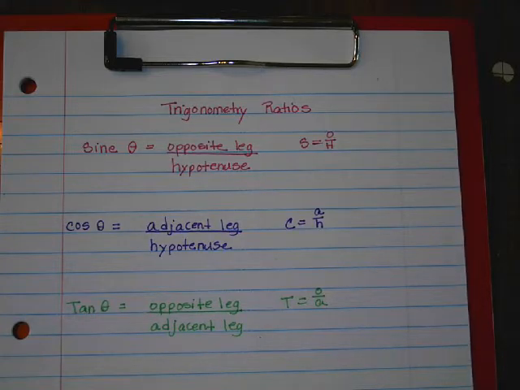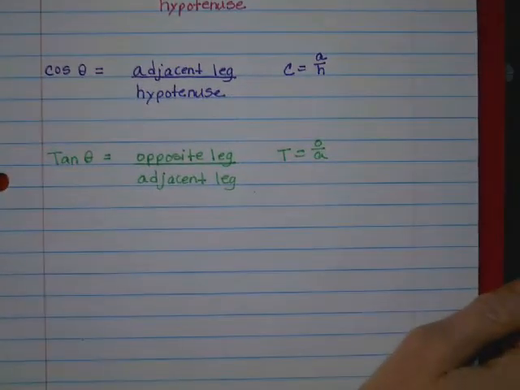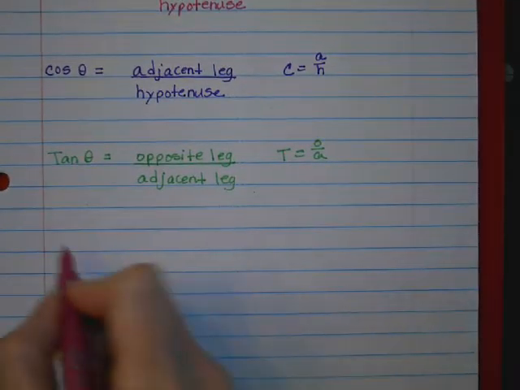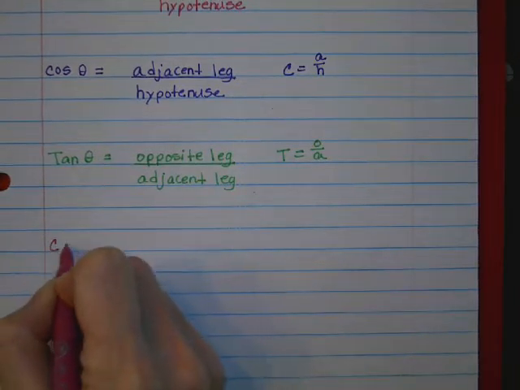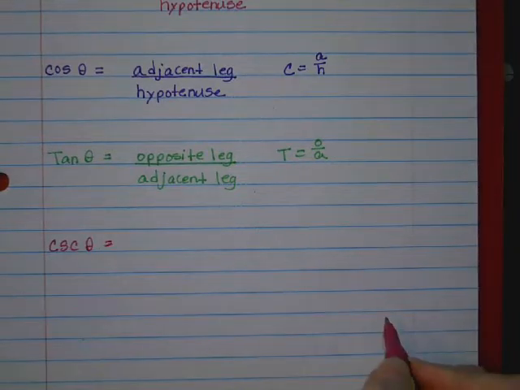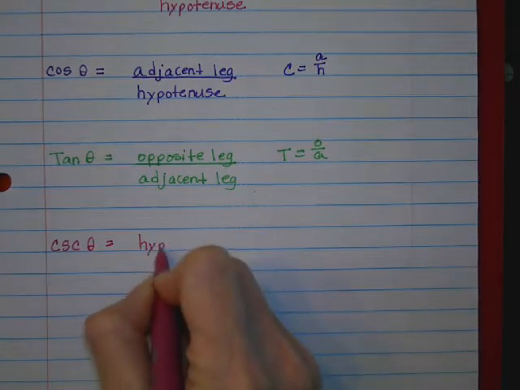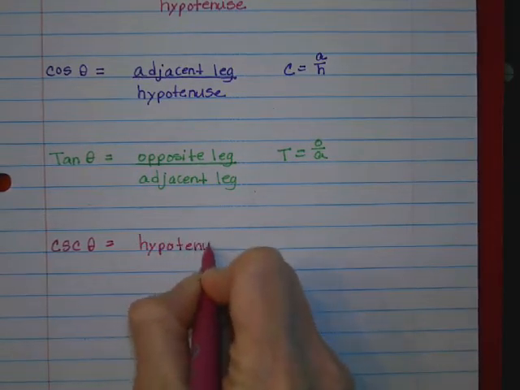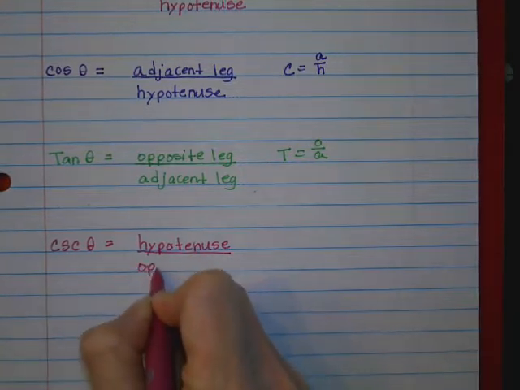Alright, so now we're going to give you the ratios to their reciprocals. So I'm going to move this paper up. Alright, so I'm going to go back to the sine. So the reciprocal of your sine is your cosecant. So C-S-C, cosecant of theta. Since it's a reciprocal of the sine, it'll be a reciprocal of the ratio. So it'll be the hypotenuse over opposite leg.